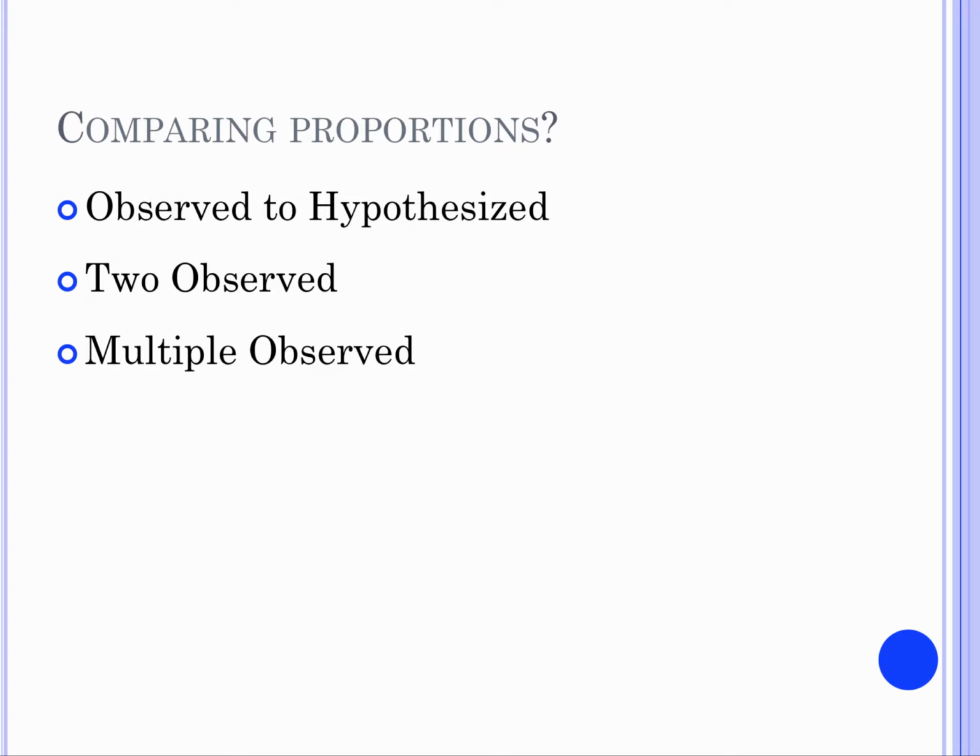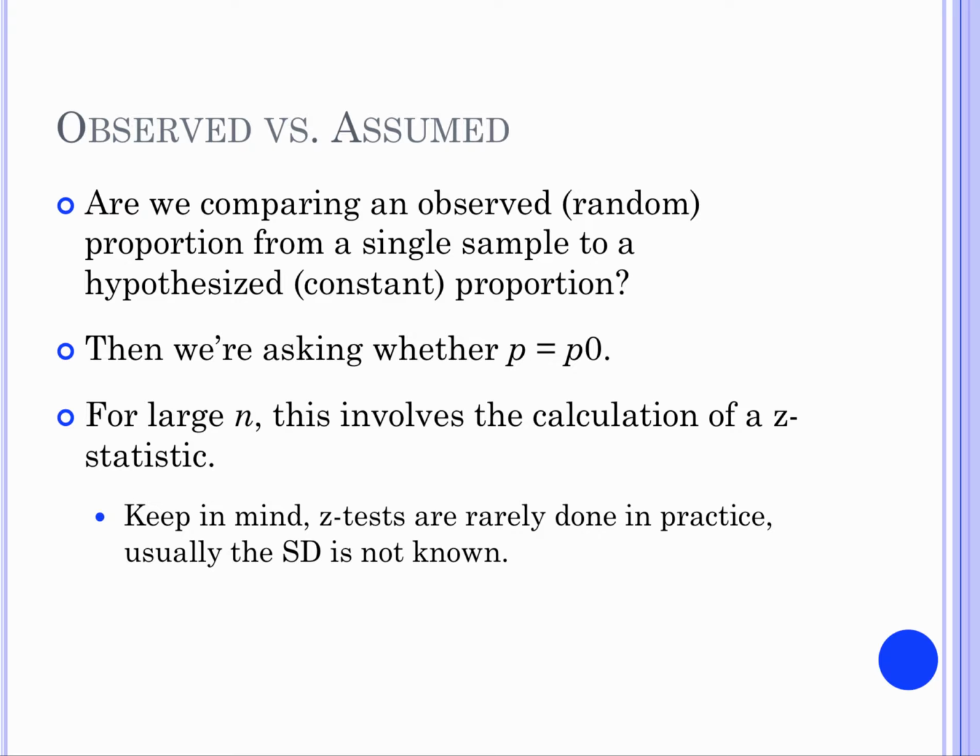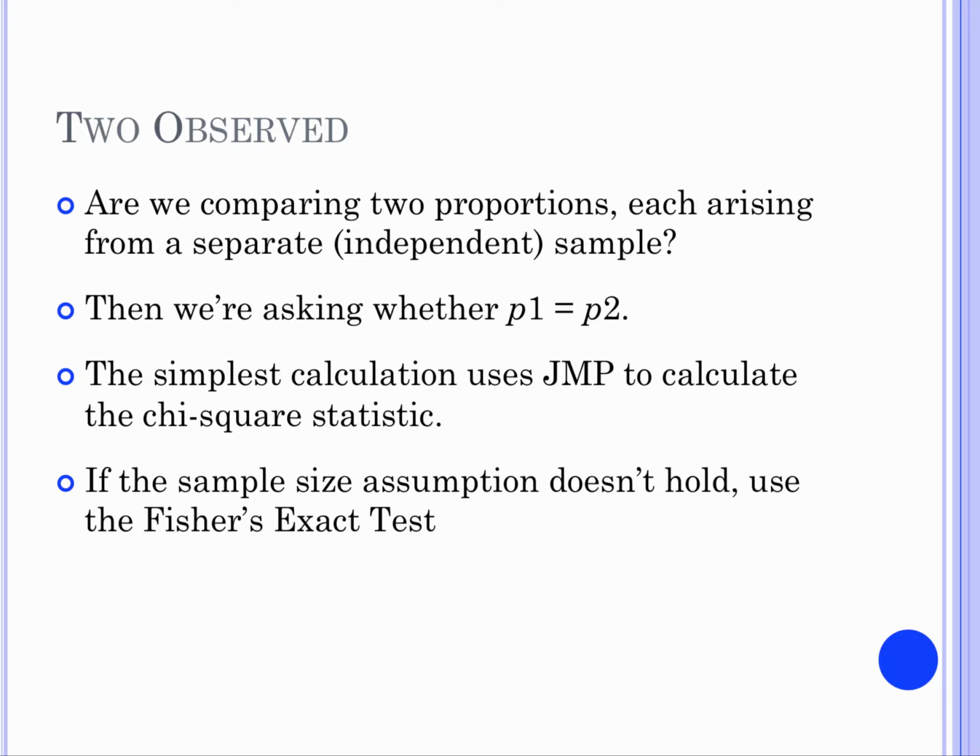We've looked at 3 tests for comparison of proportions: an observed proportion to a hypothesized or historical proportion, 2 observed proportions, and multiple observed proportions. In observed versus assumed, we first started with a z-statistic or a z-test. This is commonly not utilized and will generally be a chi-square or an exact binomial or a Fisher's exact test. Here we're looking for whether our observed p is equal to an assumed proportion.